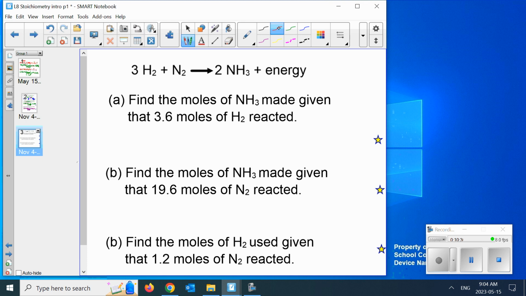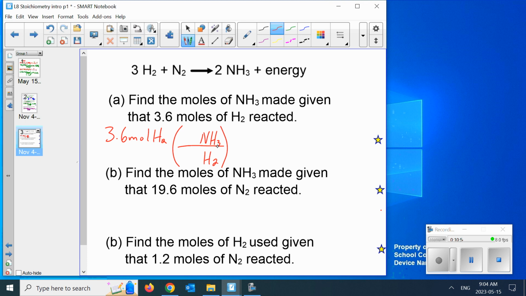Anyways, find the moles of ammonia, given that 3.6 moles of hydrogen is reactive. So 3.6 moles of hydrogen. So you do the same skill that we've been doing in grams and moles. I want to get rid of information about hydrogen. I want information about NH3.